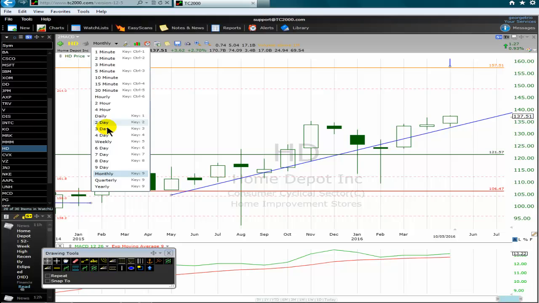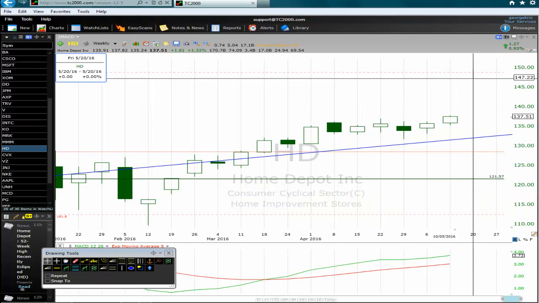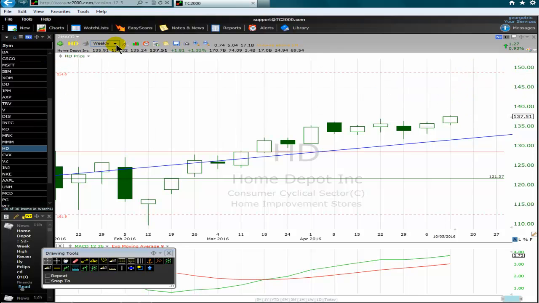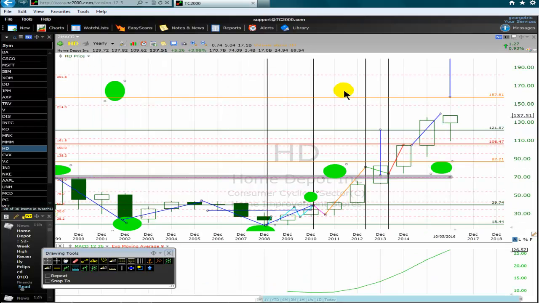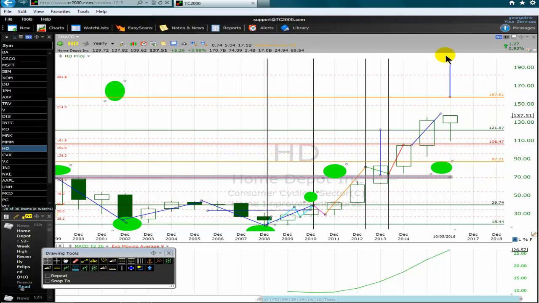I'm going to go to the weekly chart. No, it's not showing the arrow. All right, I'll go back to the yearly chart. So you understand what I'm trying to say here. If it goes above 15751, we'll project it to the upside.